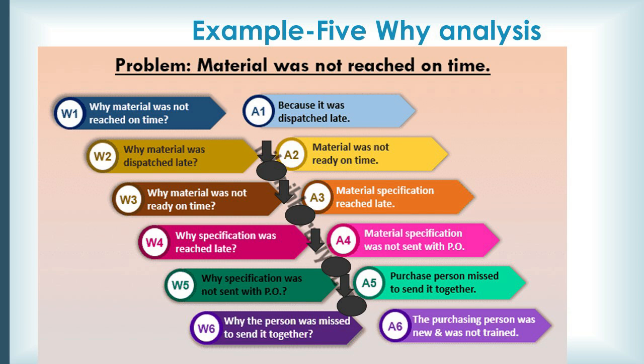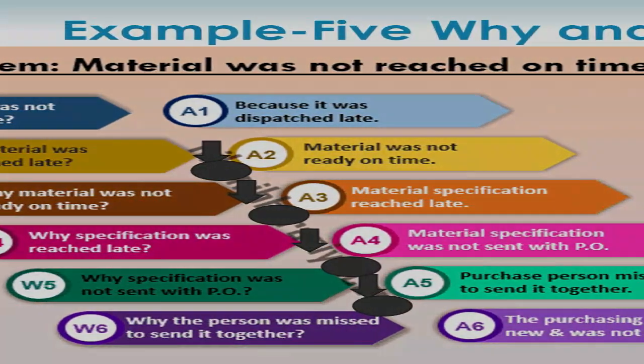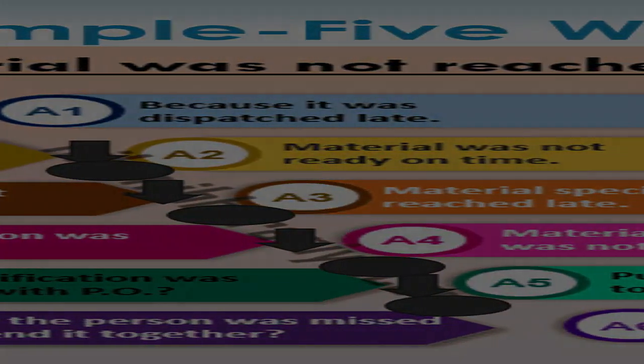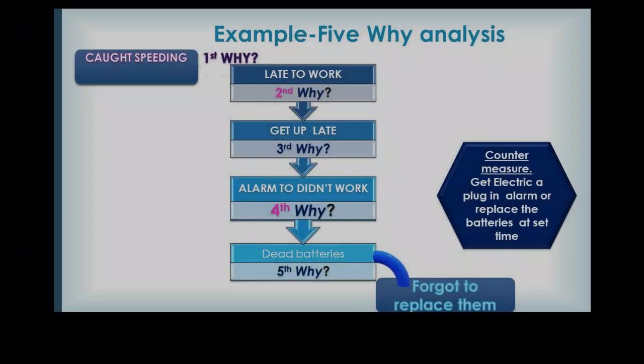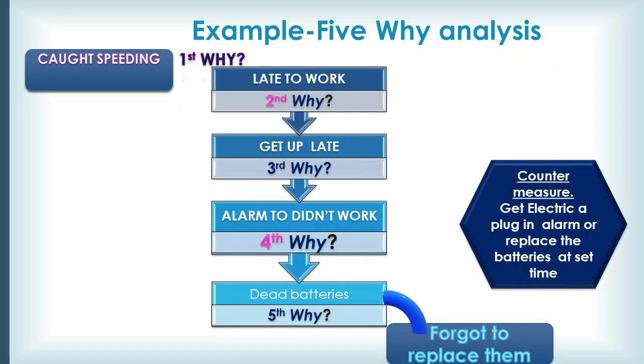Okay, let us see another example, a day-to-day life example. See, one of my friends was caught by the traffic police for speeding. He was driving at 80 kilometers per hour in the city limits. Okay, now we go ahead and do a Why-Why analysis. Why was he caught speeding? Why did he go fast on the bike?